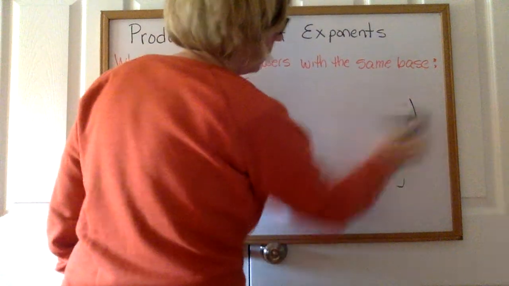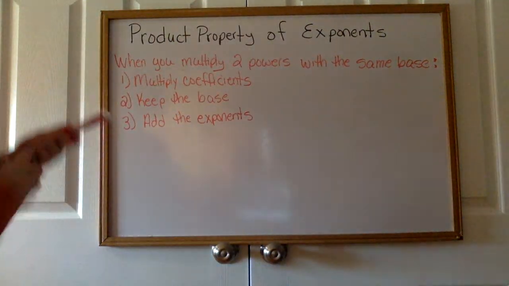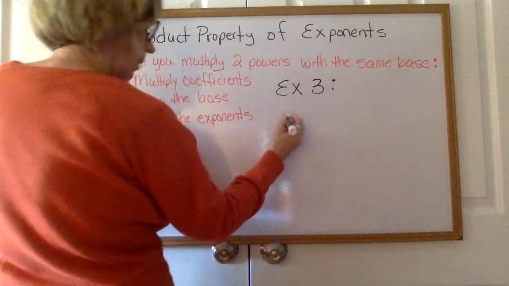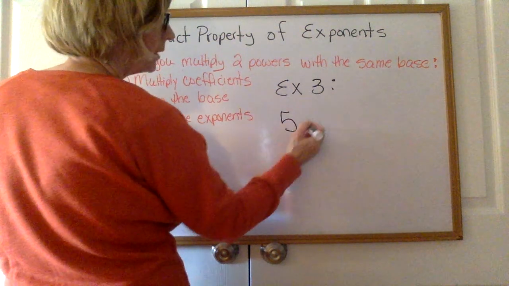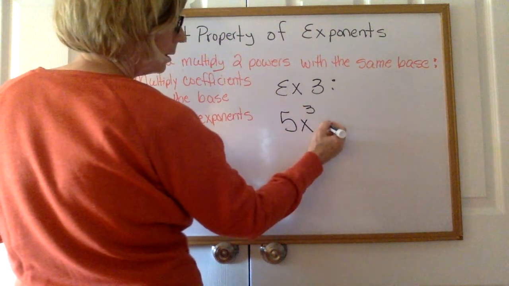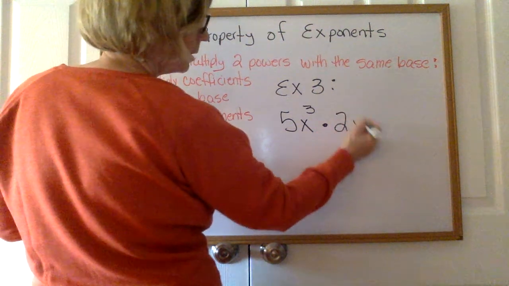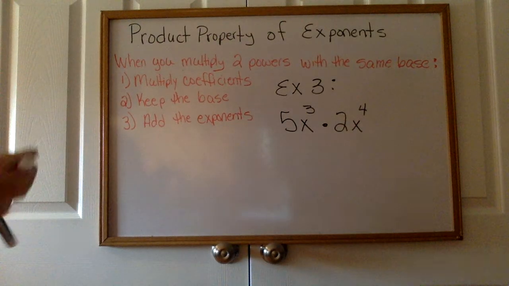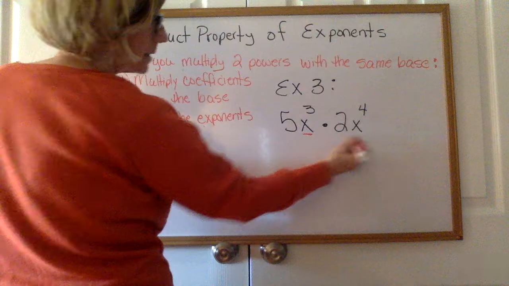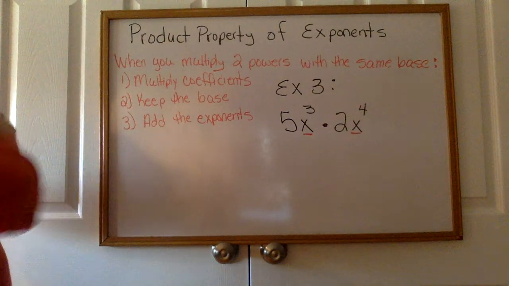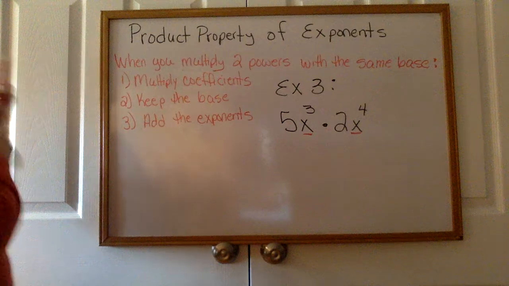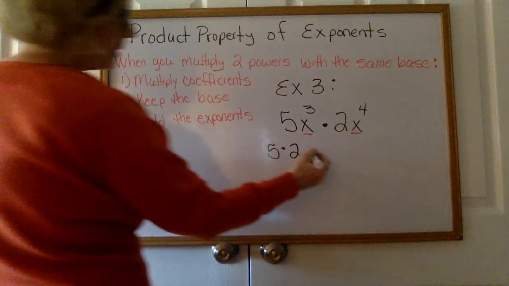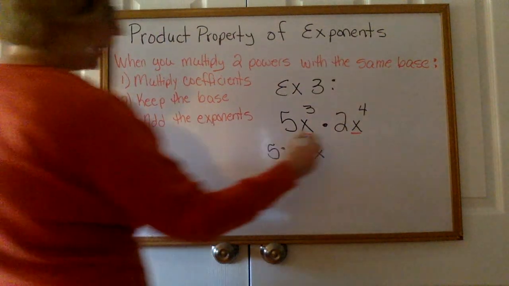And we're going to move to example number 3. Okay, so let's say we have 5x to the third times 2x to the fourth. All right, so we're multiplying powers. Notice we have the same base. This is x and this is x. So we're going to first multiply the coefficients, 5 times 2. Then we're going to keep the base, x, and we're going to add the exponents.